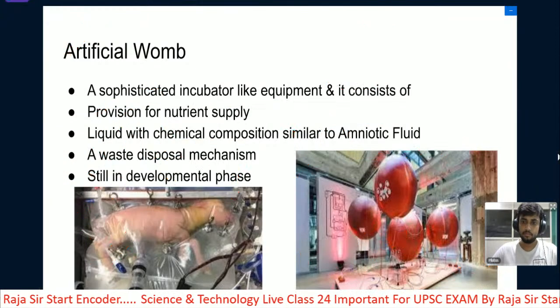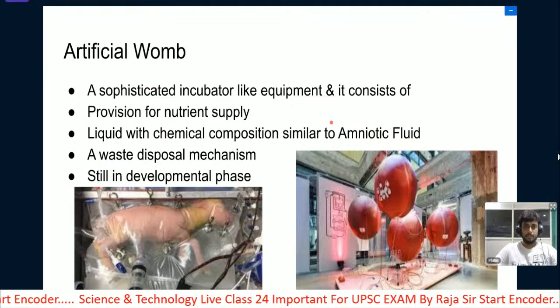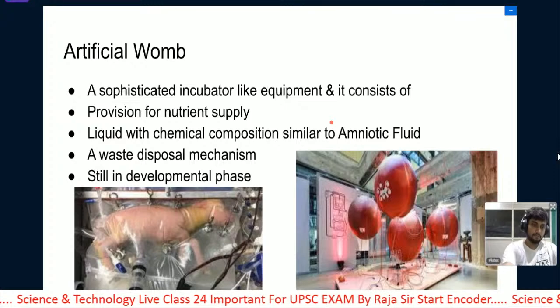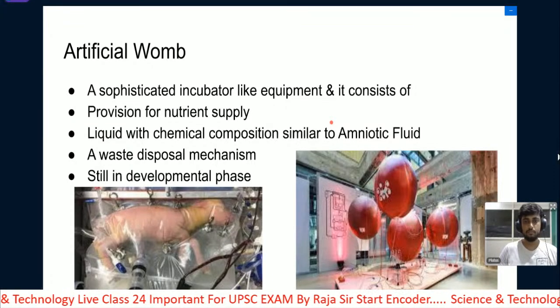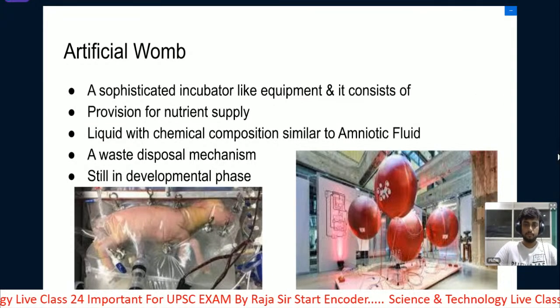Clear? Artificial womb clear? Okay, good.